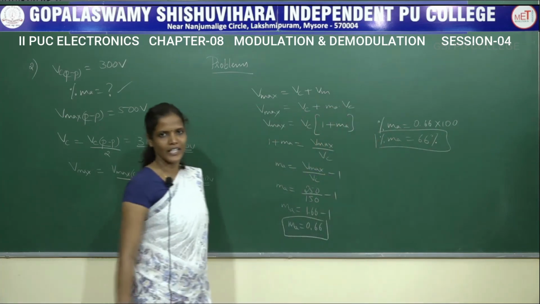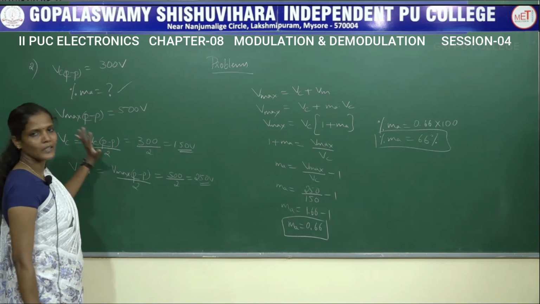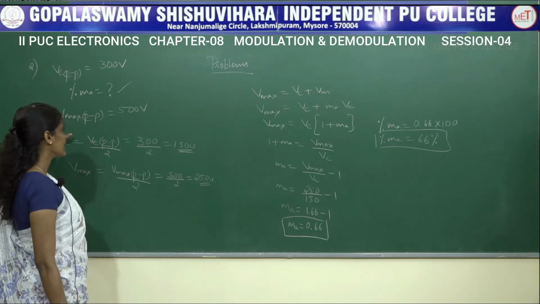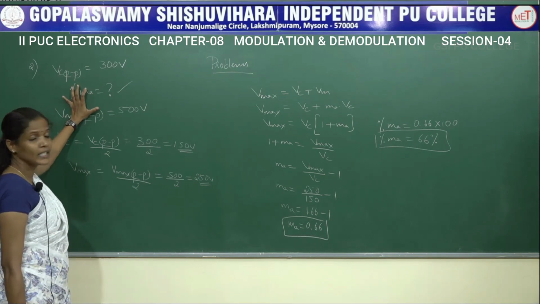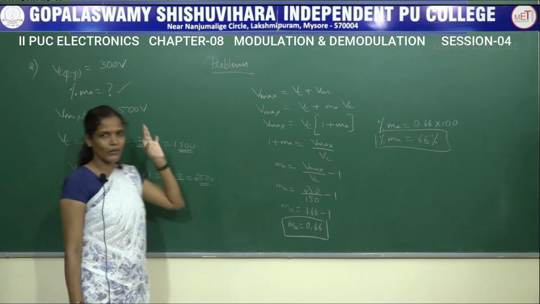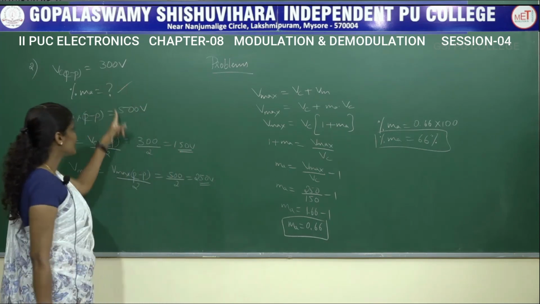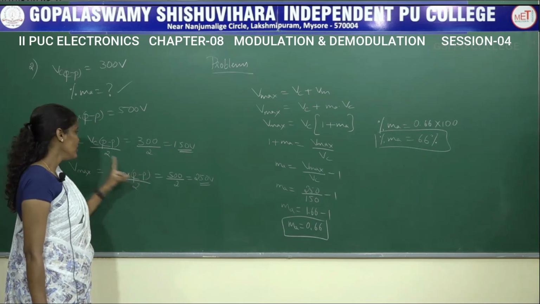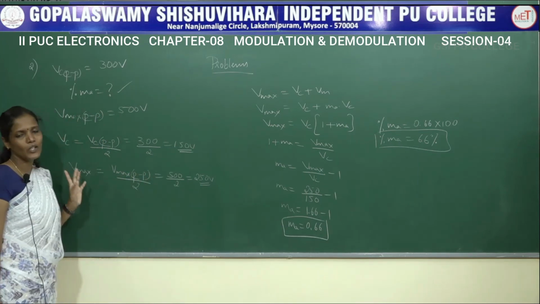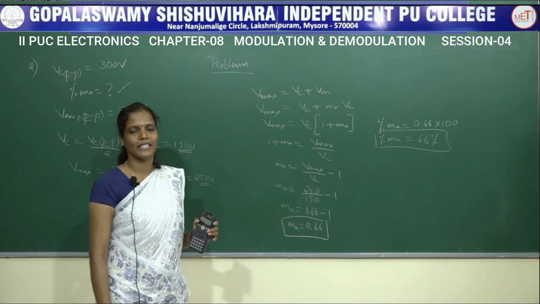So like this you have to find out Ma and the percentage modulation or the percentage Ma. Peak to peak they have given, but we are concerned with only the peak value, not the peak to peak value. So we are going to divide these particular values by 2 in order to get Vc and V maximum. Now, we will move on to the last problem of this particular type.